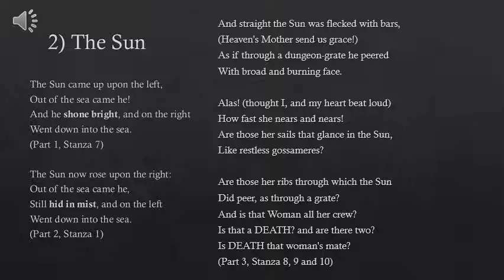Now we can see how the sun is being described in the poem in a very aesthetic manner, conveying messages that are actually very deep. Let me just read the stanzas first. The sun came up upon the left, out of the sea came he, and he shone bright, and on the right went down into the sea.